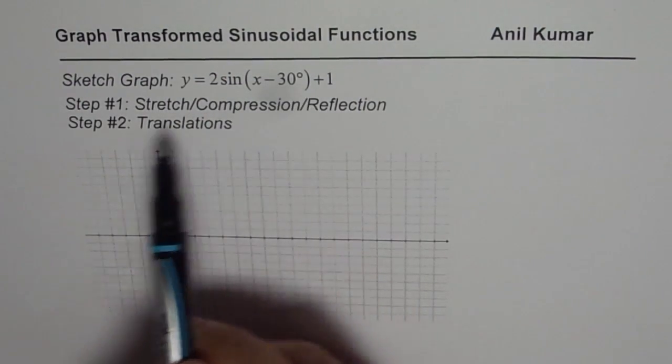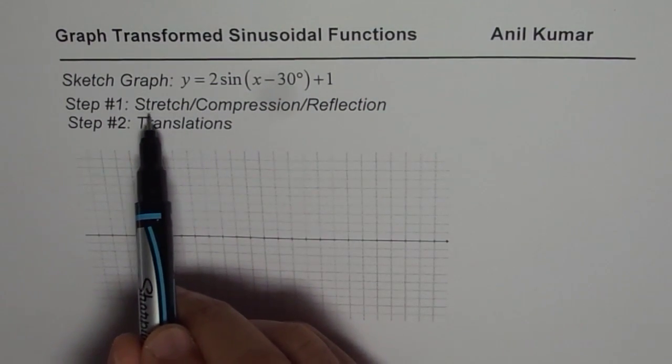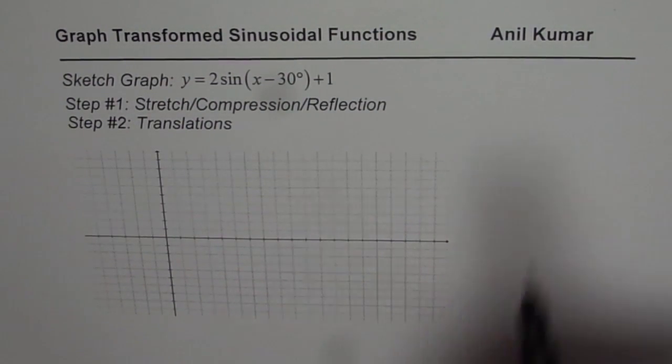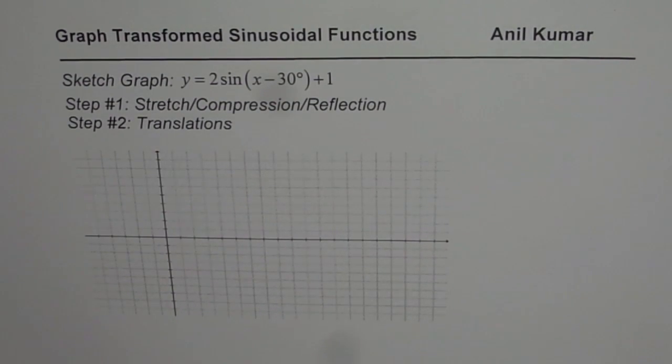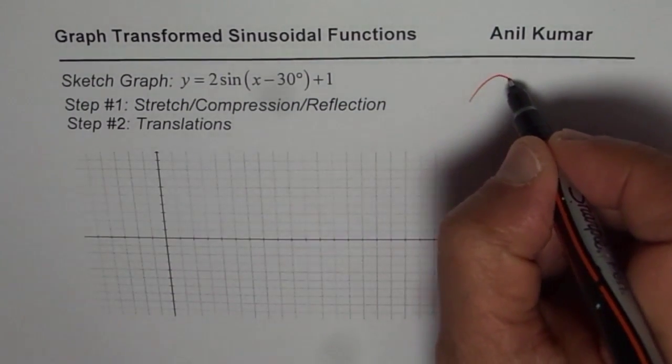To sketch the graph, we can follow two steps. In the first step, we'll incorporate stretches, compressions, and reflection. And in the second step, we do translations, both vertical and horizontal. I also prefer to use 5 points to sketch our graphs. Any sinusoidal function can be defined by 5 points.